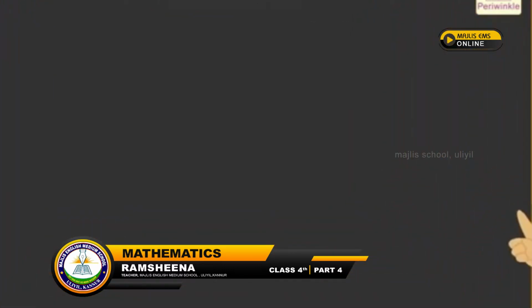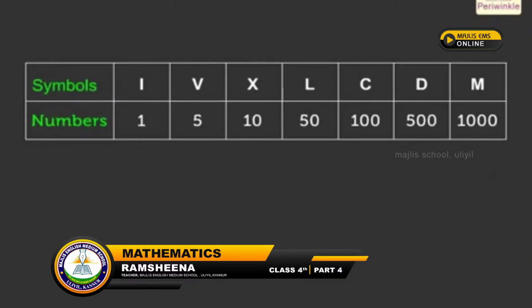Here are the letters used to write the numbers. The symbol I is equal to 1. V is equal to 5. X is equal to 10. L is equal to 50. C is equal to 100. D is equal to 500. And M is equal to 1000.